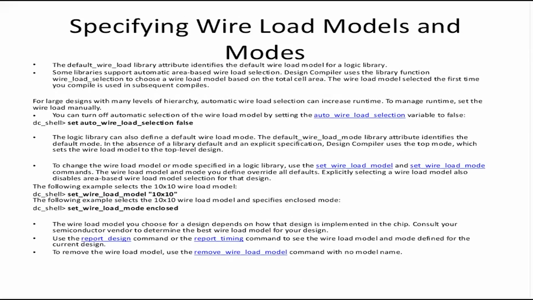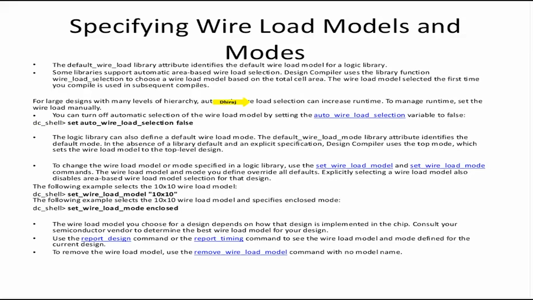This slide tells about what the commands are. The default wire load model library attribute defines the default wire load model for the library. As you saw in the example, some libraries support automatic area-based wire load selection. So it uses that feature and it will select a wire load model based on the total cell area. We can turn this off, auto wire load selection, if we want to specify the wire load ourselves, since automatic wire load selection can increase the runtime.